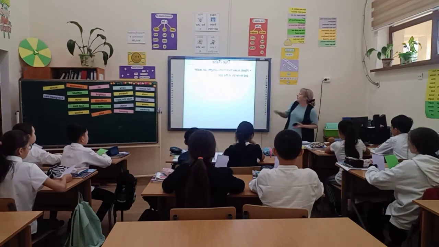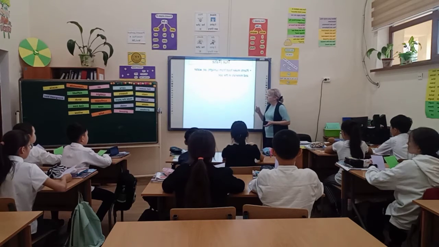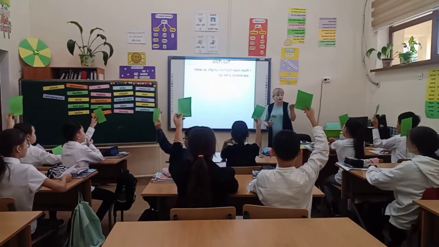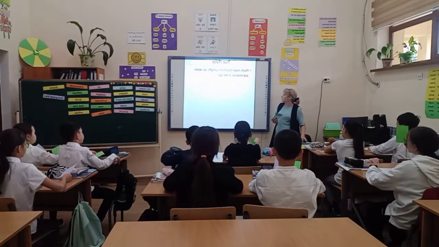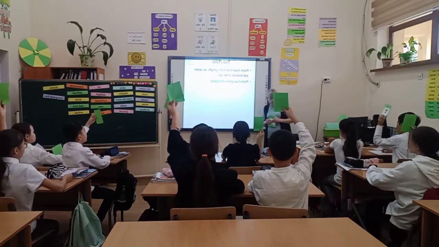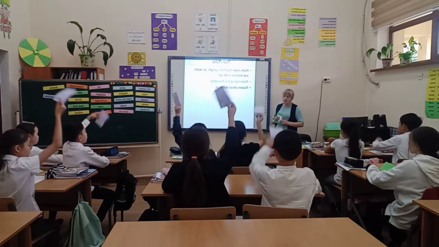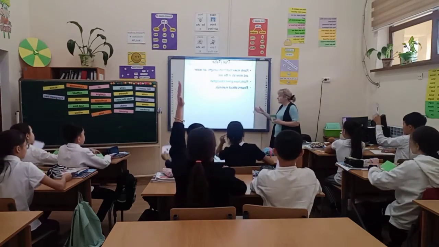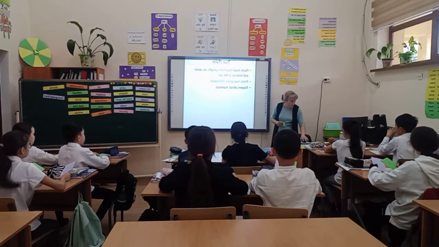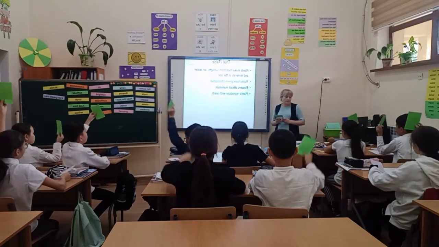Plants make food from sunlight, air, water and minerals in the soil. Is it true or false? True! Great. The next one. Plants have green chlorophyll. True! Of course, it's true. Flowers attract mammals. False! Why is it false? False, they attract insects. Insects, great. Plants reproduce with seeds. True.